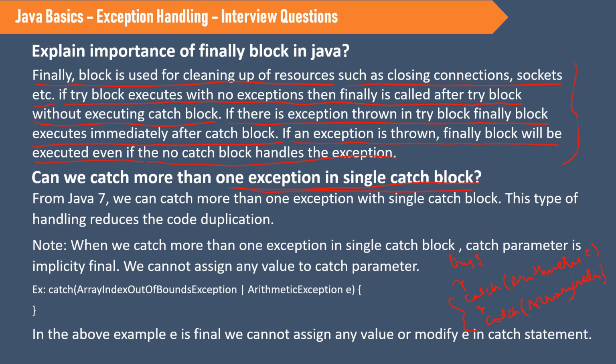But these two catch blocks can be combined like this: catch ArrayIndexOutOfBoundsException or ArithmeticException. This way we can combine the two catch blocks. From Java 7 onwards, we can catch more than one exception with a single catch block. This type of handling reduces code duplication. When we catch more than one exception in a single catch block, the catch parameter is implicitly final. We cannot assign any value to the catch parameter.